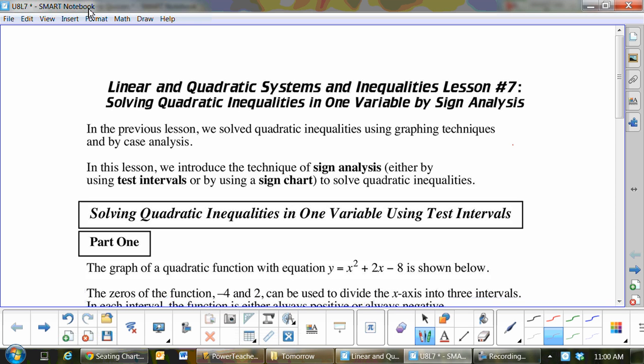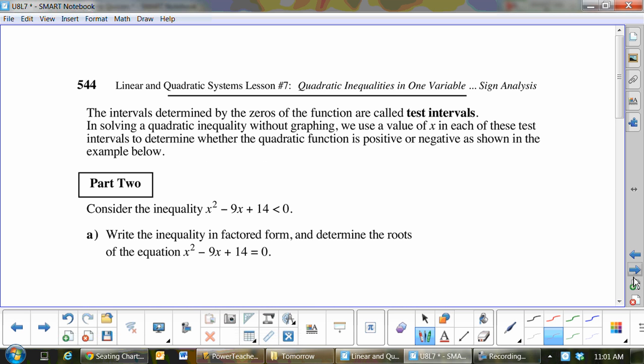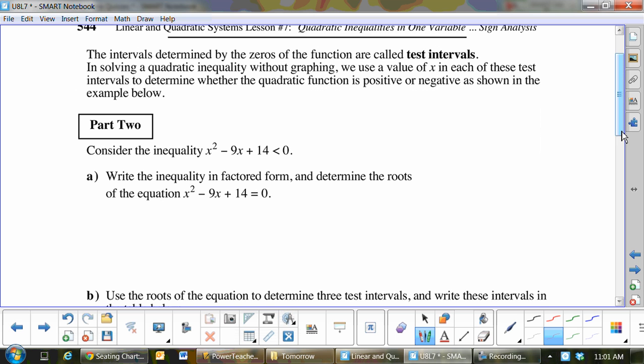It's like, do you remember? How do you do test intervals? How do you do case 1, case 2 analysis? How do you do a sign chart? Because they each have their own different way of doing the same result. So, the first we're going to do is test intervals. Go to page 544 and write the title here by part 2, write test intervals.